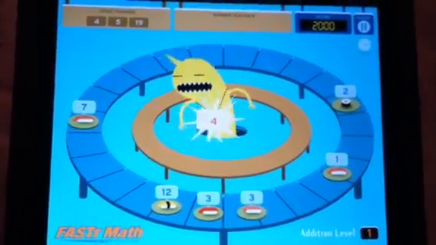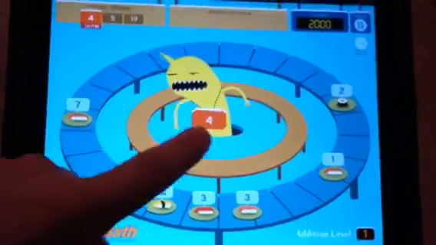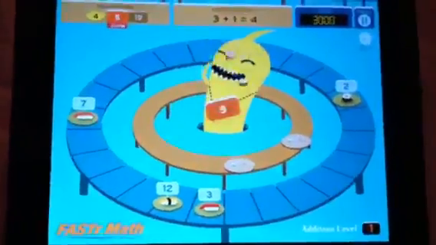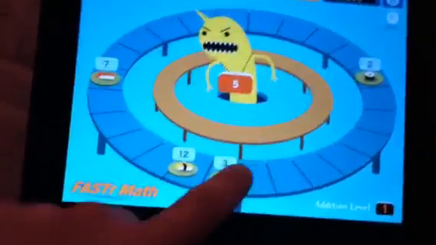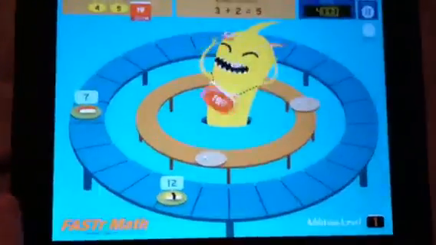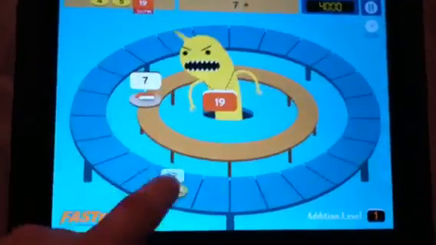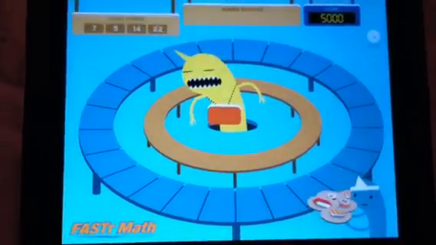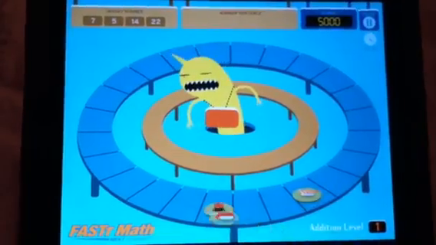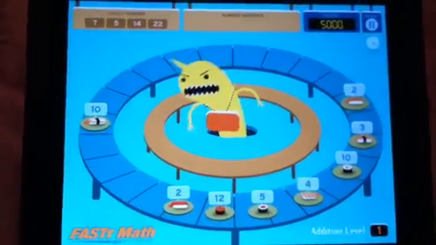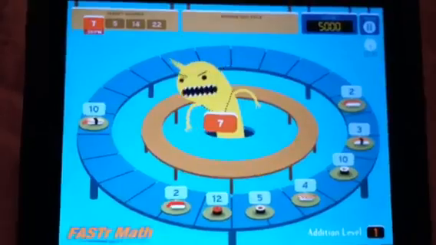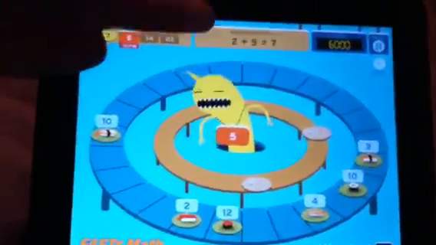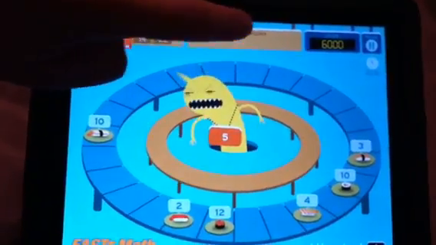Okay, our next target number is 4, which we can find up here again, or we can look around his chest. 3 and 1. Now we have to equal 5. And our last one, 19. Now we're at 7. 2 and 5. And another positive is, it shows the number sentence right here. It said 2 plus 5 equals 7.